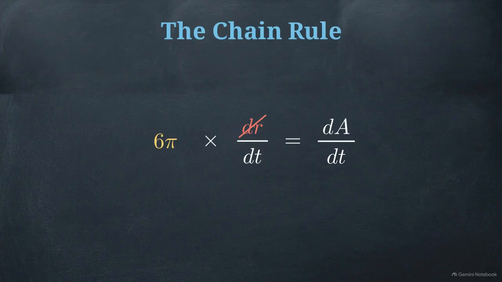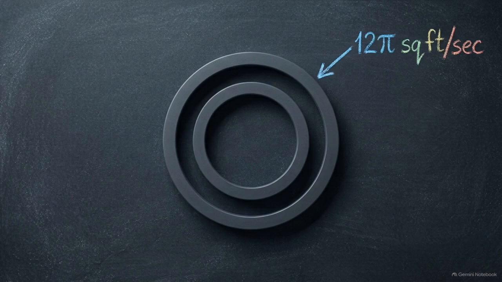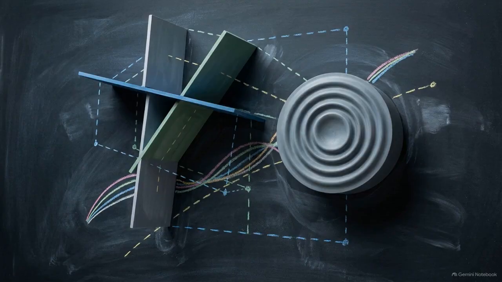If the radius is 3 feet, its geometric rate of change is 6 pi. If the radius grows at 2 feet per second, we multiply those rates to get 12 pi. At that exact moment, the ripple is adding 12 pi square feet of area every second. Multiplying these independent rates provides a precise measurement for multi-layered physical systems.